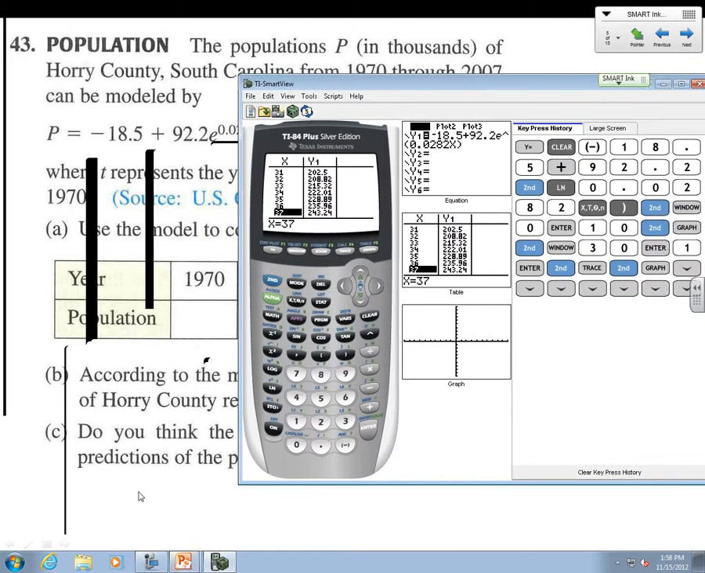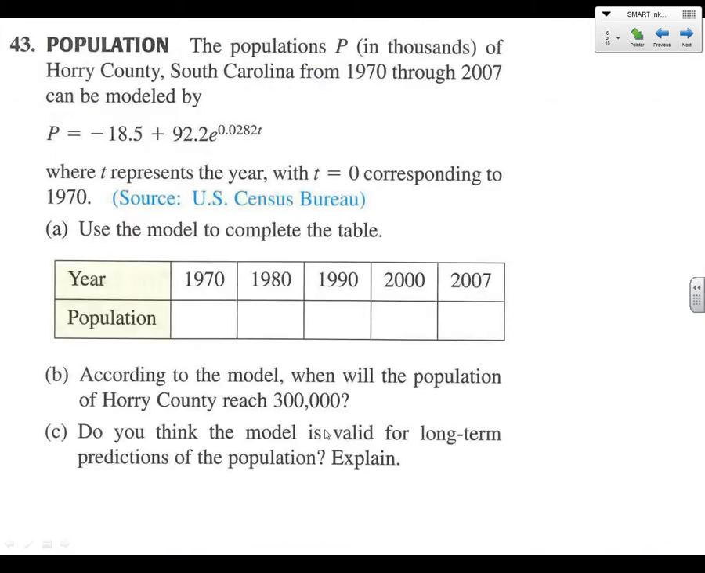All right, so let me flick back over here. And we're saying, all right, according to the model, when will the population reach 300,000? So this is where we're going to go in, and we're going to use our equations. Now remember that we're counting in thousands here. So 300,000, we're just going to write down 300 equals negative 18.5 plus 92.2 e to the 0.0282t.